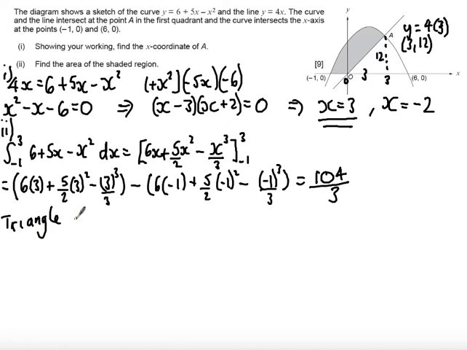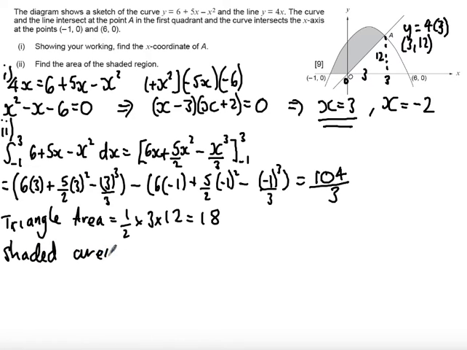So the area of the triangle, which is a little bit quicker than doing the integration, is a half times the base, which is 3, times the height, which is 12. So we get half of 36, which is 18. So finally, the shaded area equals 104 over 3, take away 18, which gives an answer of 50 over 3.